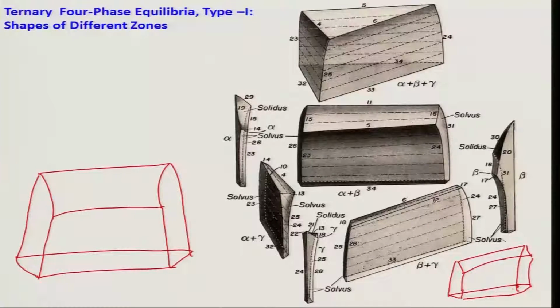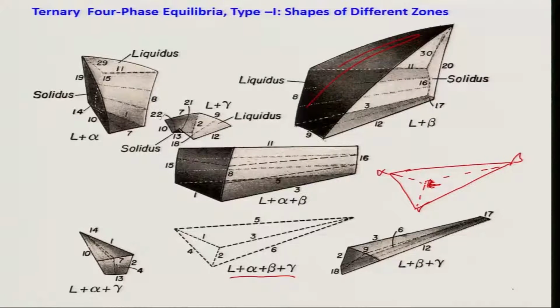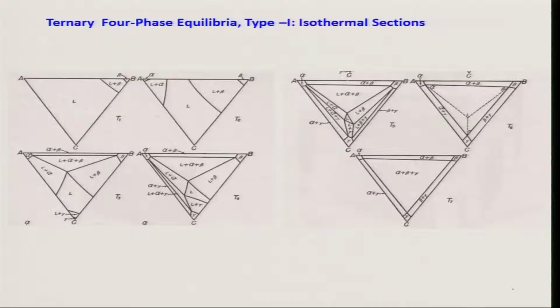And alpha plus beta is also very easy. So these two-phase solid mixtures are very easy, not difficult. The only problem comes with the three-phase regions, which are a little bit complex, but you can practice it and see that. Basically, you can take out these shapes from the 3D space model.